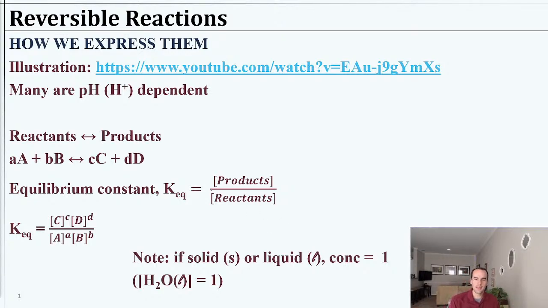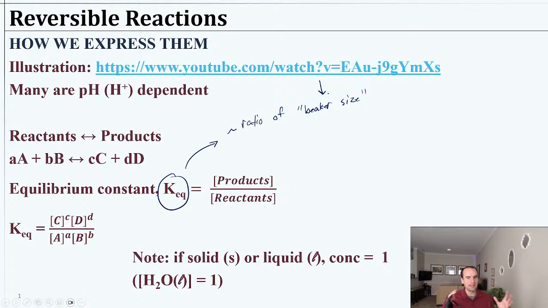The K then, what we could say is this is a little bit like the difference that we achieve based on the different size beakers. So something like the ratio of beaker size coming from that analogy, right? So it's that thing that tells us, this equilibrium constant tells us what portion is going to be products versus reactants.